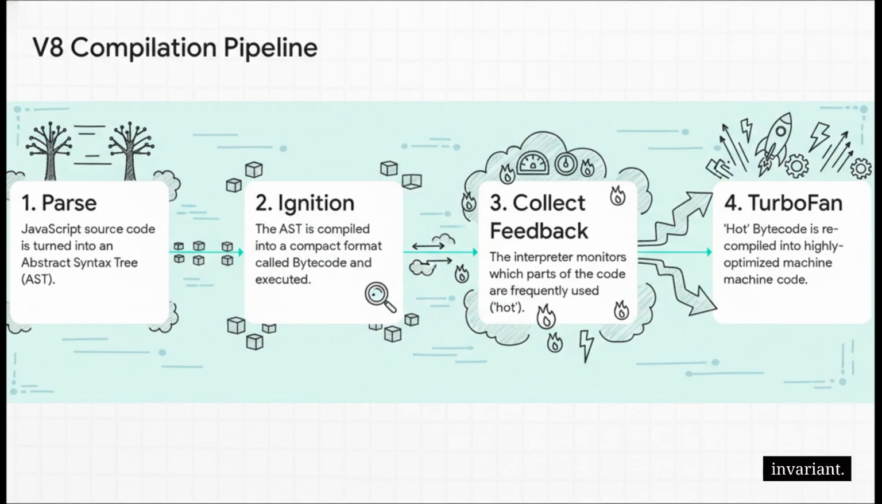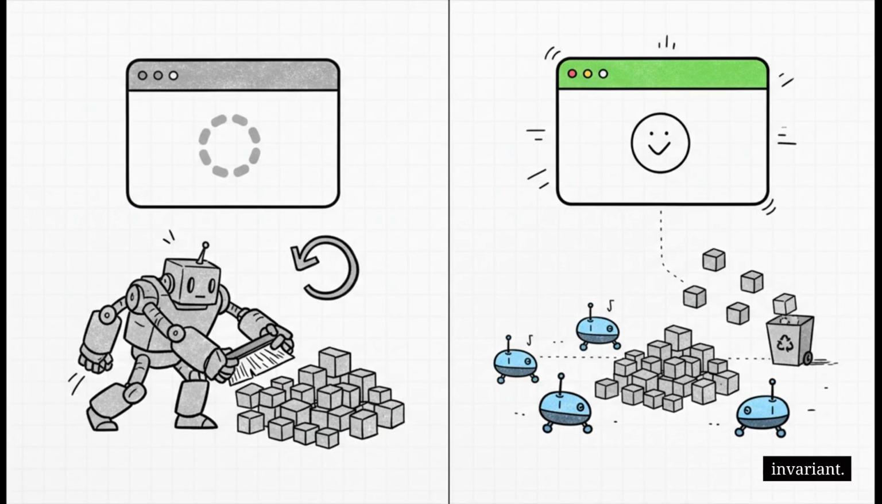When it finds one, it sends that hot bytecode over to the TurboFan compiler, which then creates a super-fast, optimized version. It's this multi-tier system that gives us the best of both worlds: fast startup and incredible peak performance. Of course, running all this code creates a lot of temporary data in memory.